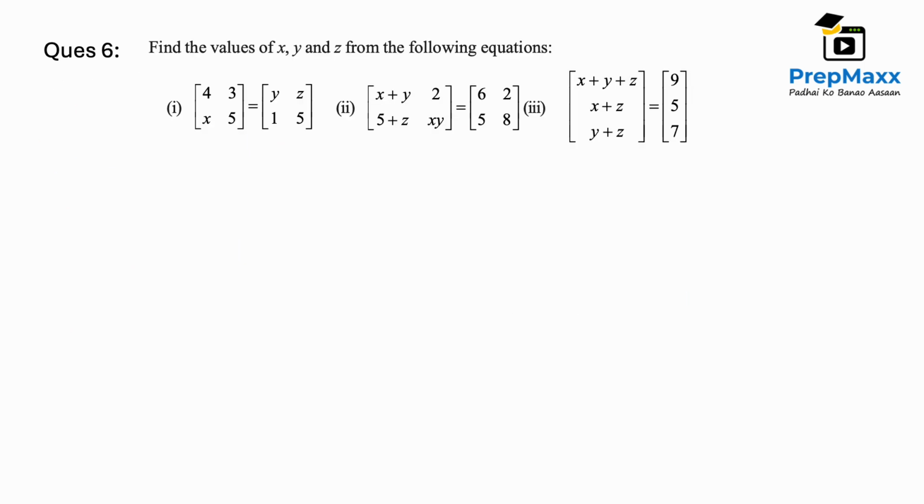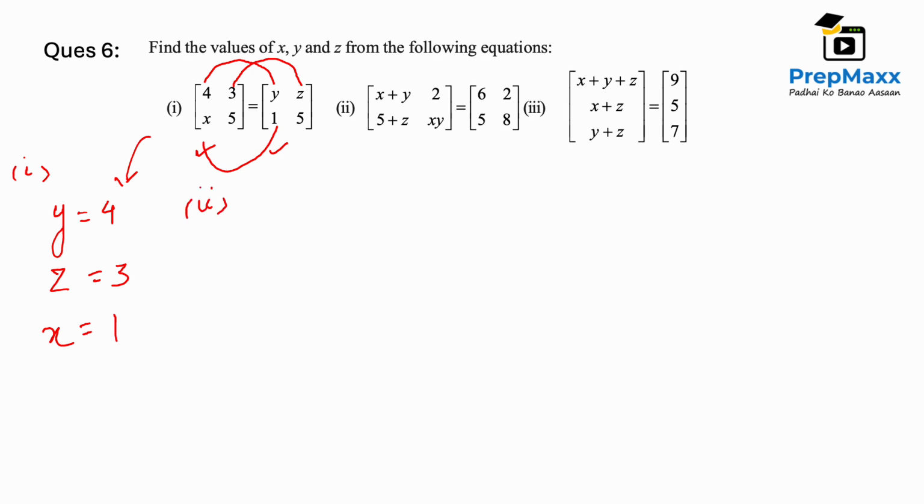So here we have question number 6, and we have to find the values of x, y and z from the following equation. So these two matrices are equal, which means corresponding elements would be equal. So from part 1 I can say that y is nothing but equal to 4, z is going to be equal to 3, and x is going to be equal to 1 here. These are the values for x, y and z for part 1, right? Then we have part 2.